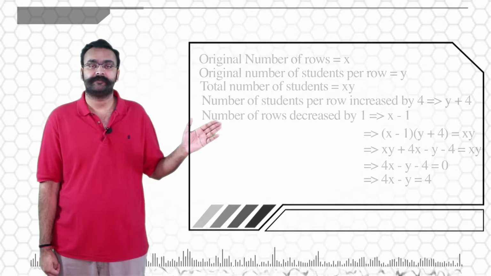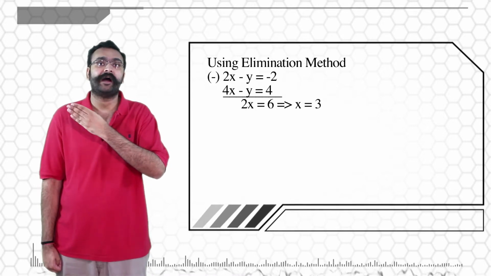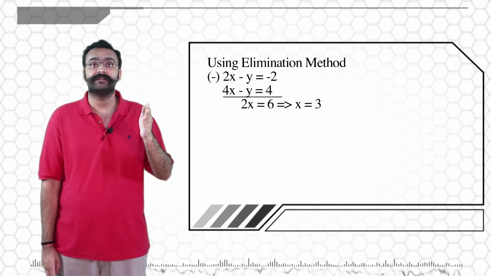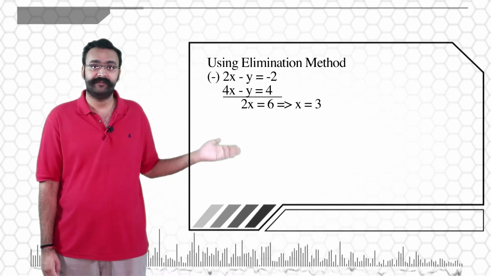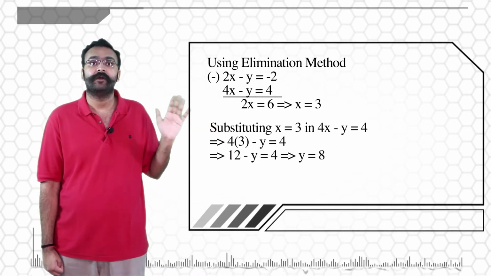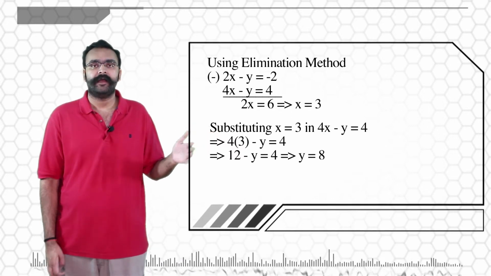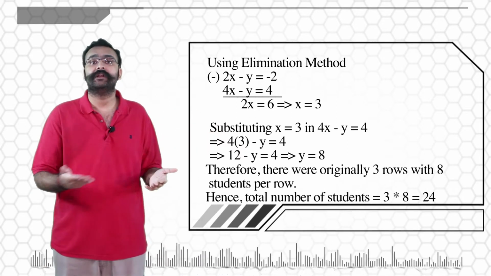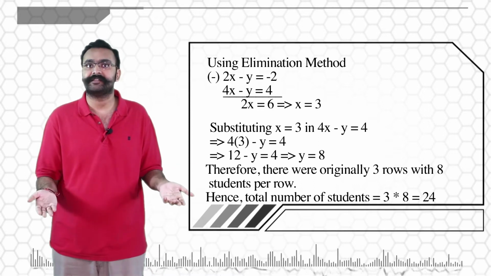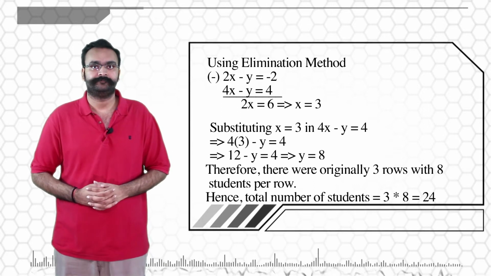Now, as I told you, I modeled this question on our data, so your correct answer should come out to be, which we will see of course, x equal to 3, number of rows, y equal to 8, number of students per row. And so finally, when they say what is the total number of students? Well, that's just x into y as we've written. So 3 into 8, 24.